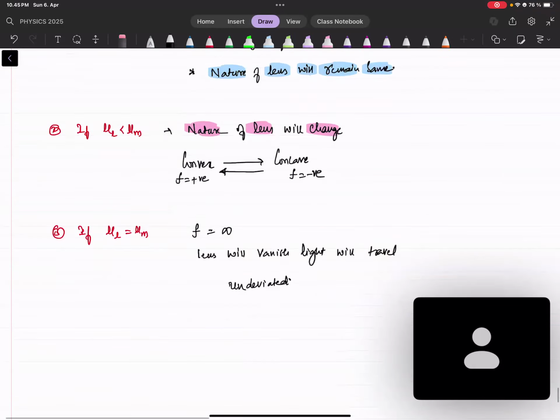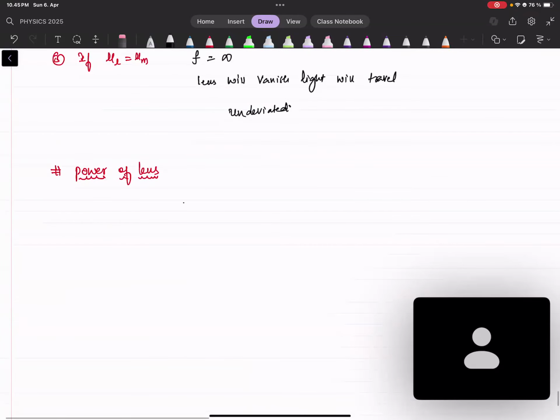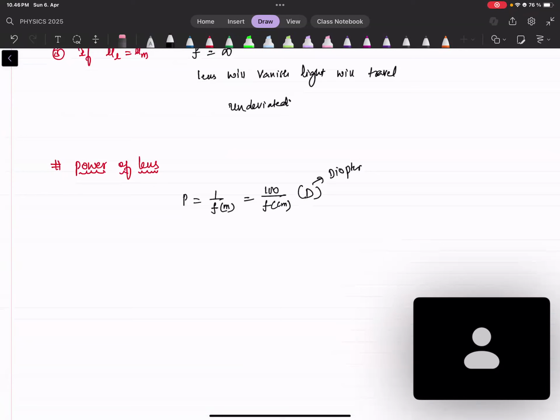Done? Sure. Next one. Power of lens. Power of lens means, look beta, P is equal to 1 by f, the reciprocal of the focal length in meters. That is equal to 100 divided by focal length in centimeters. Unit is diopter, represented by capital D. Okay. So unit is diopter. Am I clear?